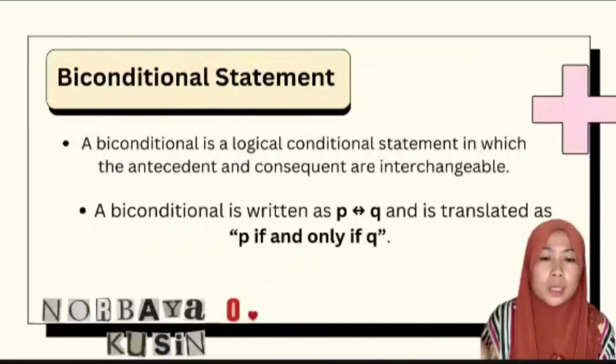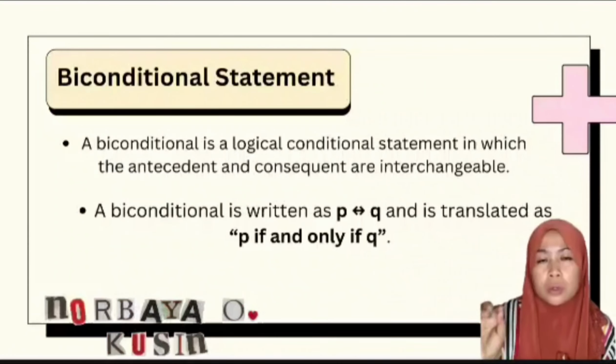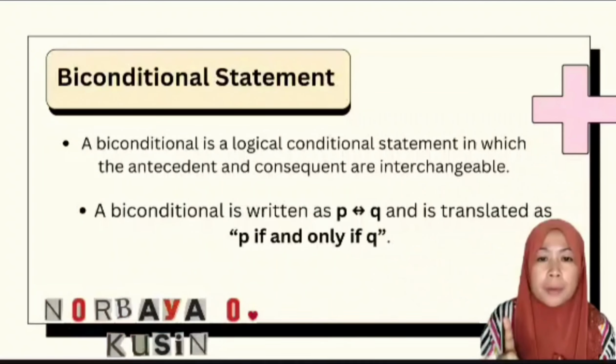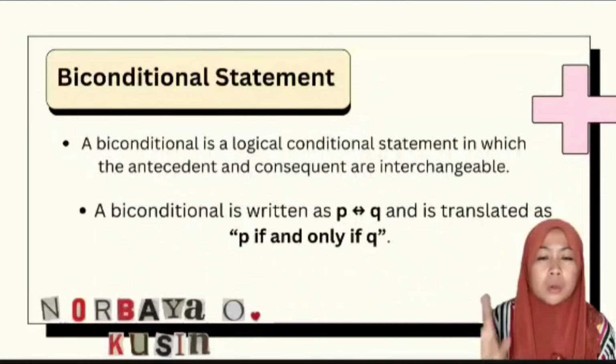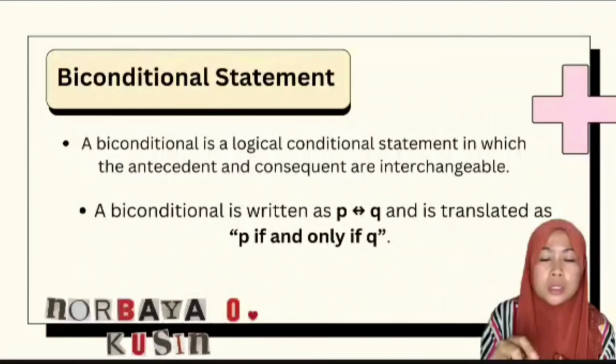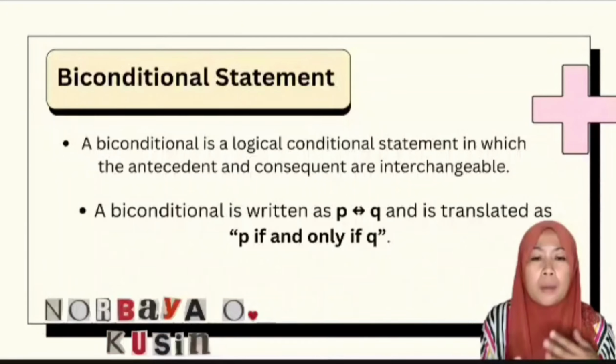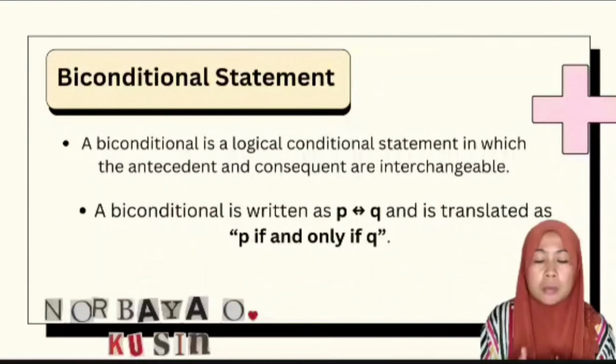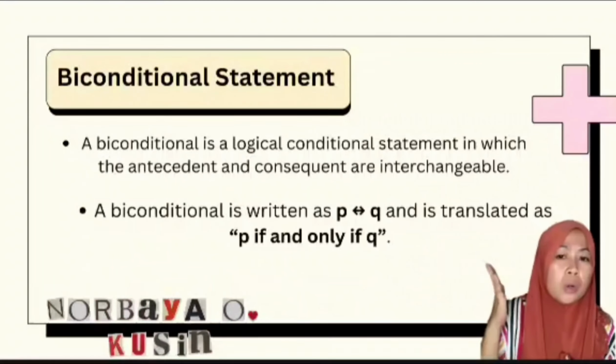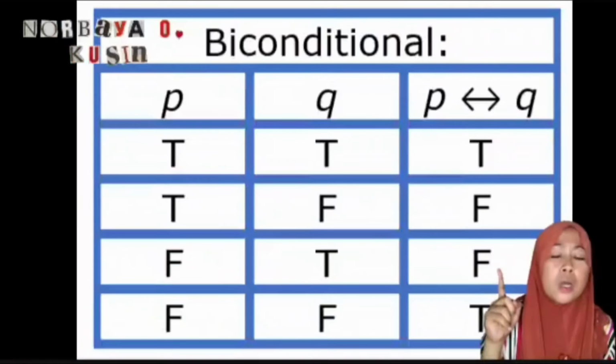But then, kapag nakita natin na merong false, merong truth, which is hindi sila magkapareho, ibig sabihin nun, mapupunta po siya sa false sa result ng kanyang truth table. So, ganun po yung process ng biconditional statement natin. So, meron po akong ipapakita dito na example.